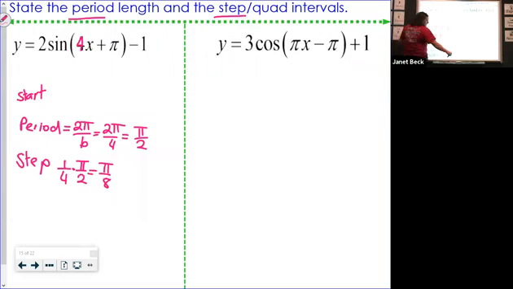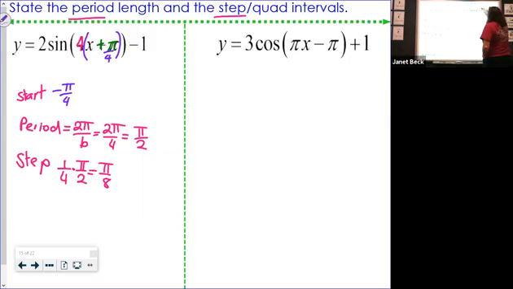Now your start, this is not C. Why is it not C? Because you have to factor out B. Your start is going to be at negative pi by 4. On this one, oh, look at this one. Your start is going to be at 1.